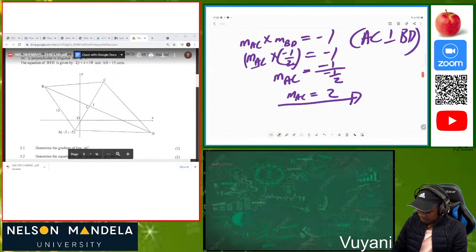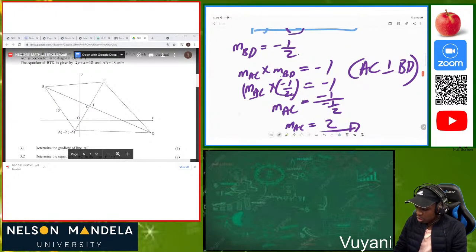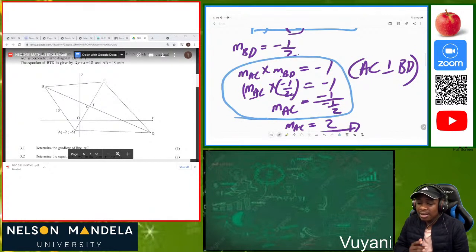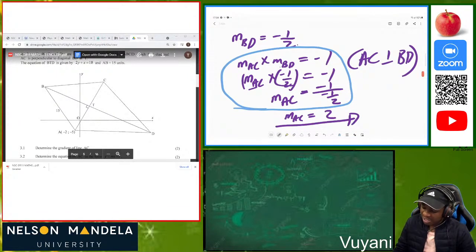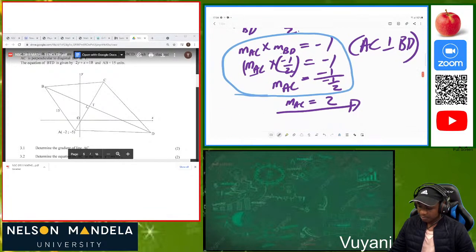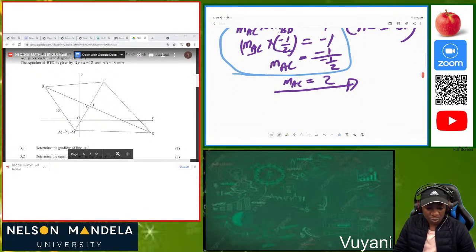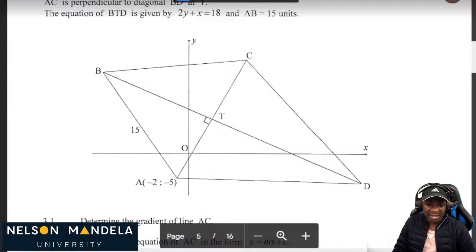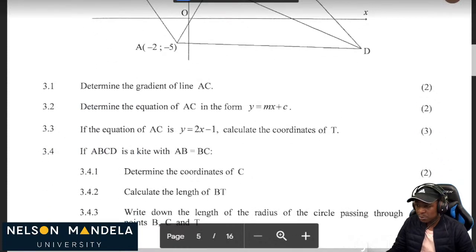All of this is not essential if you understand. I was trying to do this so that you can know where the final answer is coming from. Since they told us that AC is perpendicular to BD, the product of their gradients must give us negative 1 automatically. I was just illustrating that if we multiply the two, we must get this outcome. Okay, so we are done with our first question. We say that the gradient of AC is equal to positive 2.